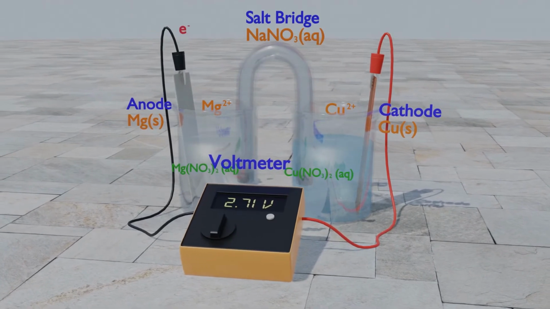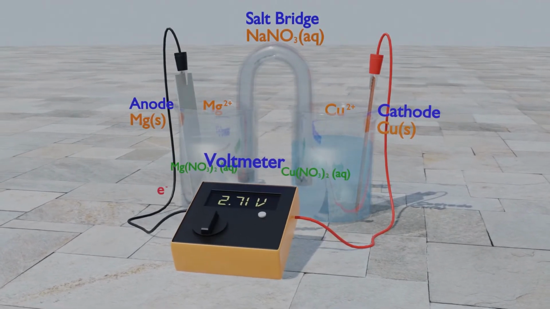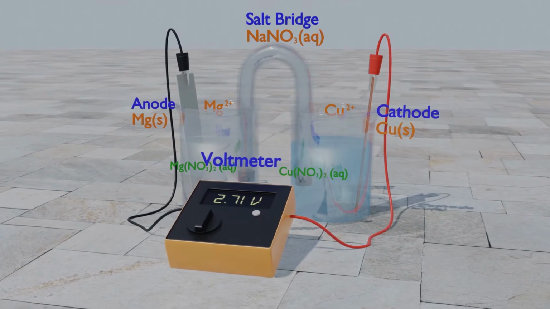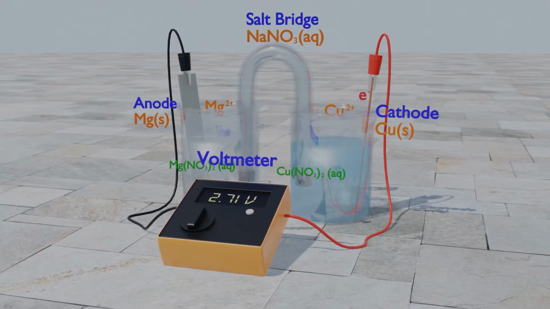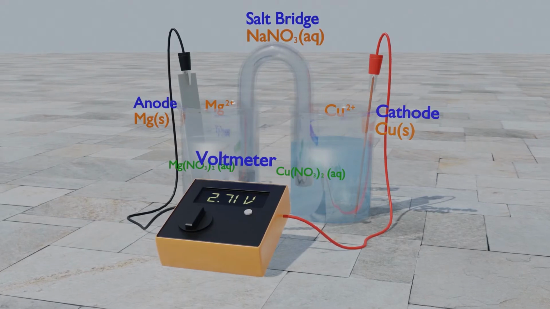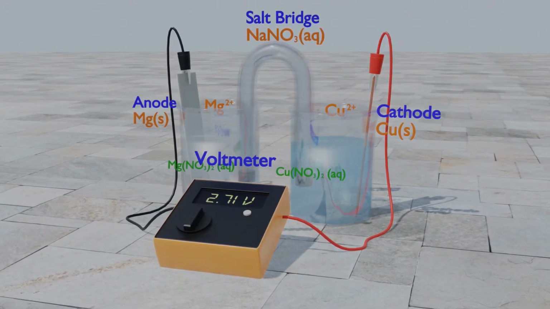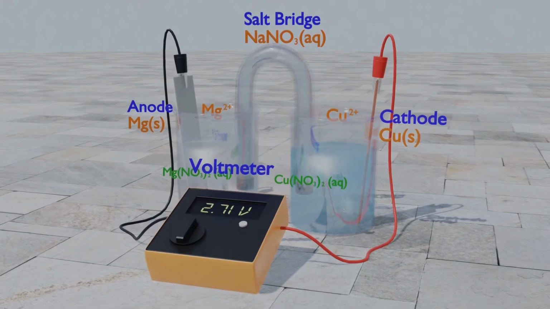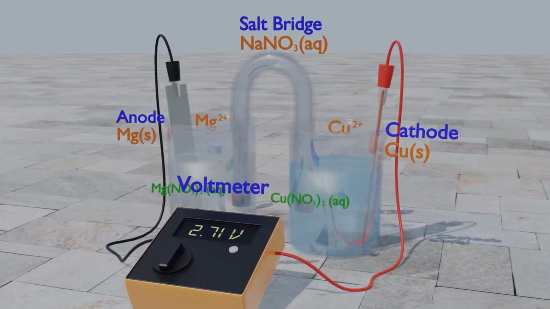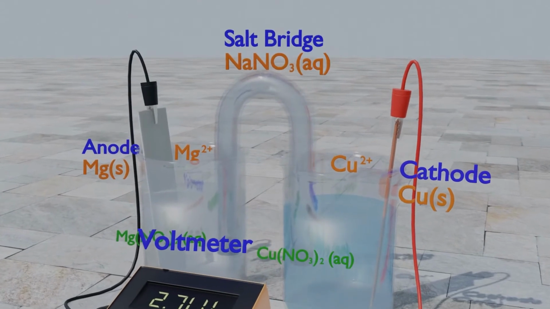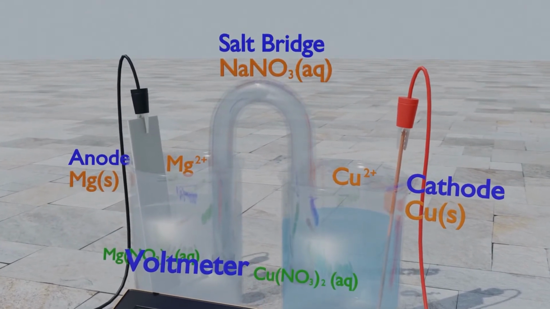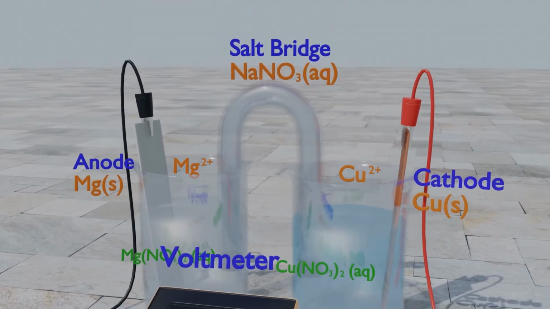Electrons will flow through the wire from the anode to the cathode, and the voltmeter will measure the potential difference. While the magnesium anode loses mass as magnesium metal is converted into magnesium ions, the copper cathode increases in mass as copper 2 ions are reduced to form copper metal. Anions migrate towards the anode, while cations migrate towards the cathode. The salt bridge allows ion migration, and without it, a charge buildup would occur.